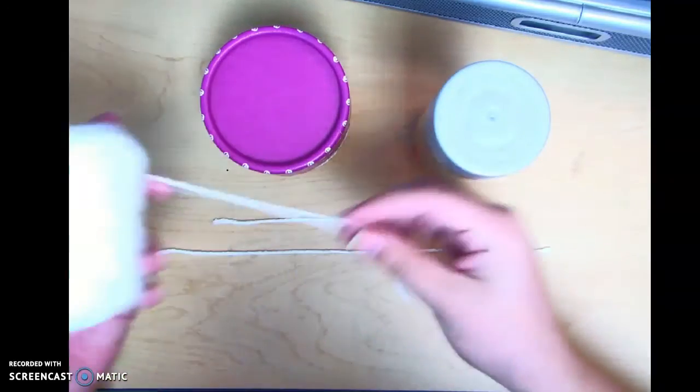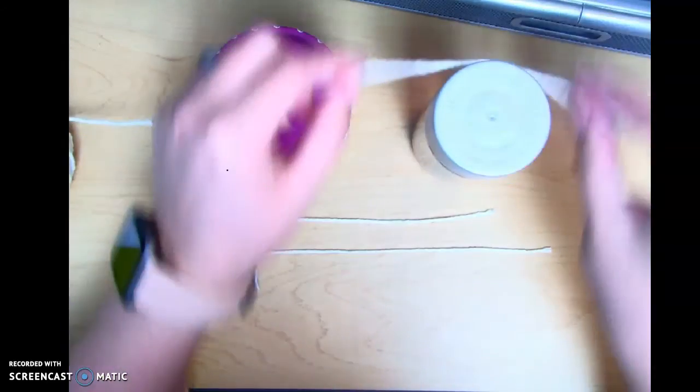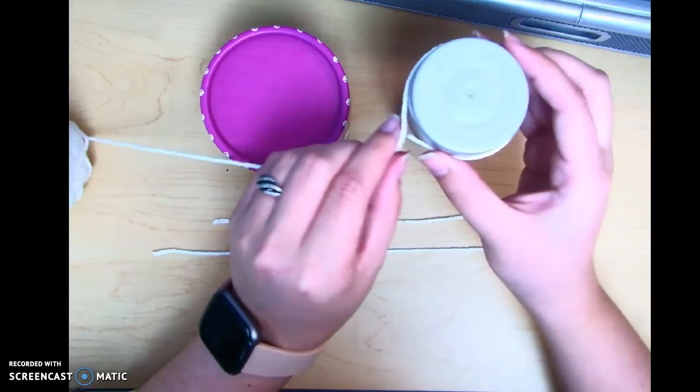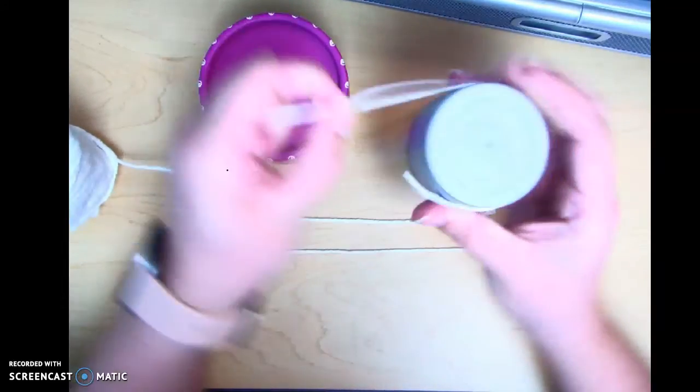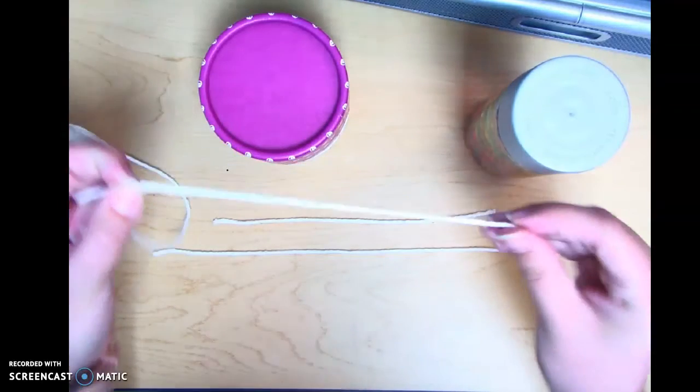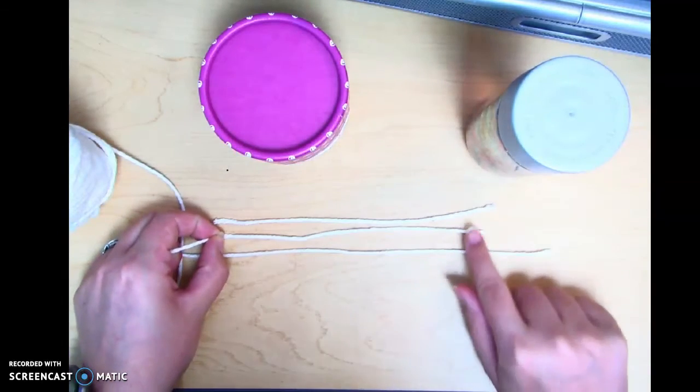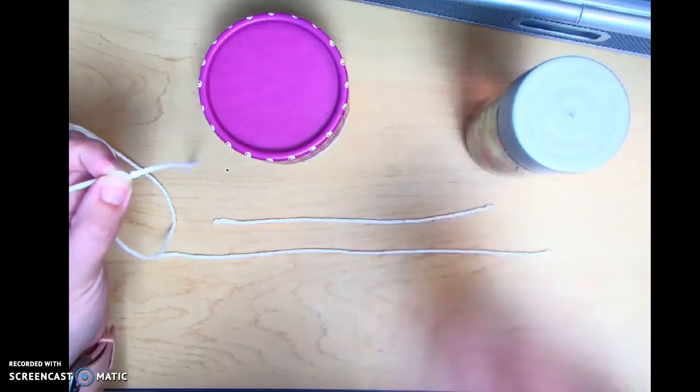If you want to use a big long piece, look, I have a whole thing of yarn right here. All you would have to do is take it like this and measure how long it is. So I'm going to go all the way around, and then I can see, look, without even cutting it, I can tell how long that string is.